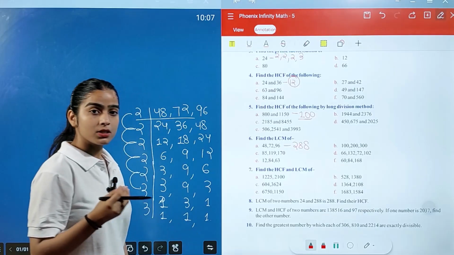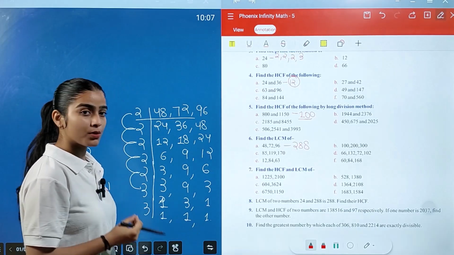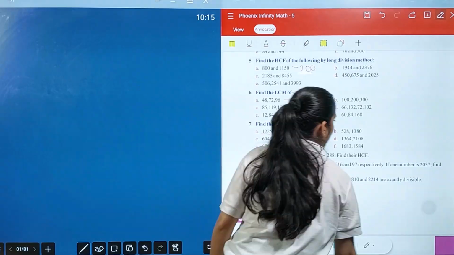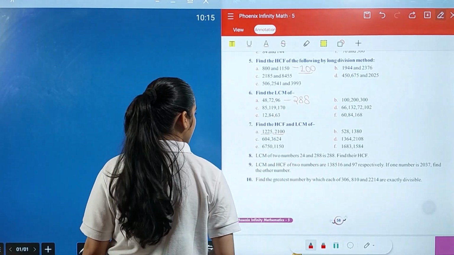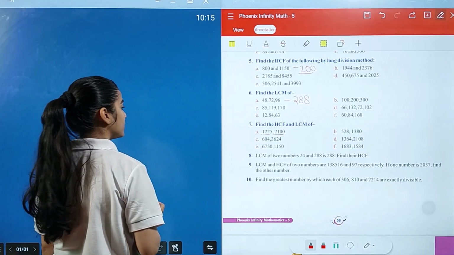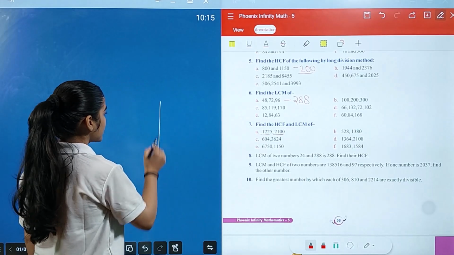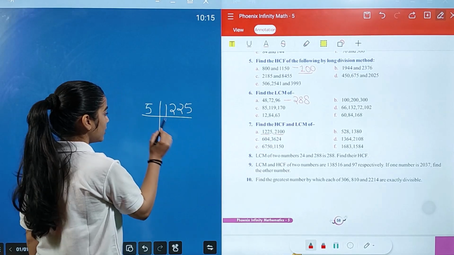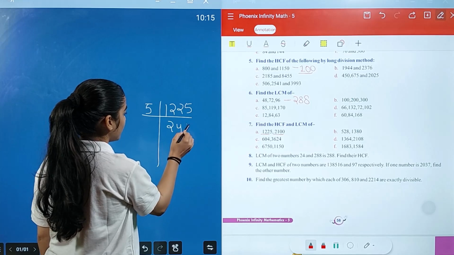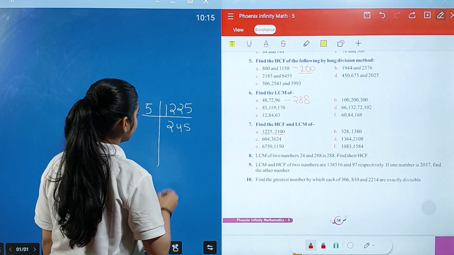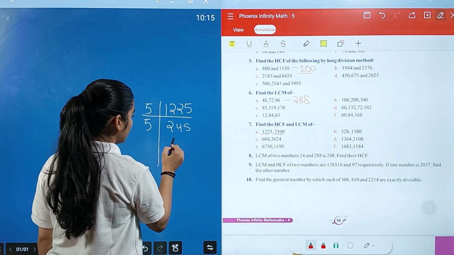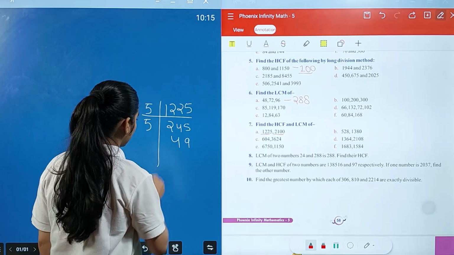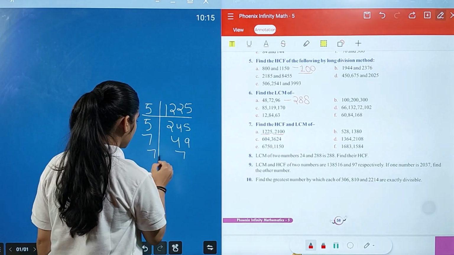So you have to repeat the same concept and same procedure for the rest of the parts you have in question number 6. Now move forward to question number 7. So now we have to take the HCF and LCM of 1225 and 2100. So what we do, first we do the factors of 1225 separately. So 5, 245, then we have to take 5 again, 49. For 49 we take 7, 7, 1.